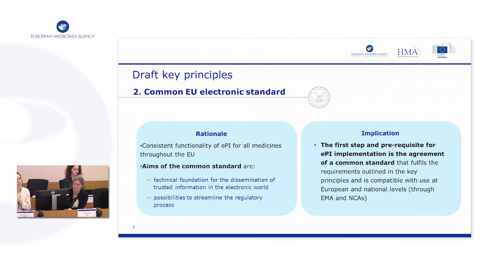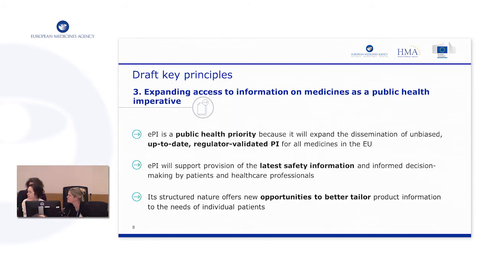Yeah, Juan? Yes, thank you very much. So the third key principle goes back to the main benefits that electronic product information will bring. And I think, again, it is expanding access to information as a public health imperative. And I think we have tried to define the three main points that we expect to gain. The first is that it will expand the dissemination of unbiased, up-to-date, regulatory validated product information for all medicines in the EU.